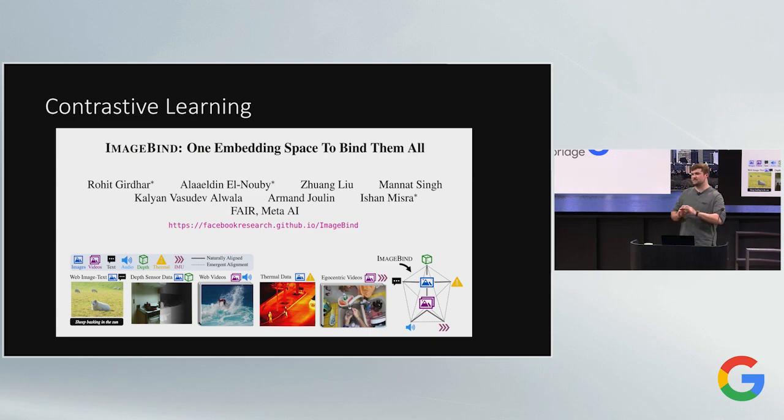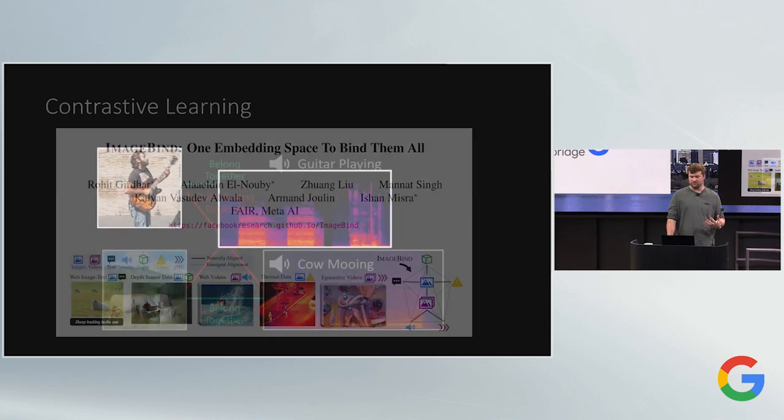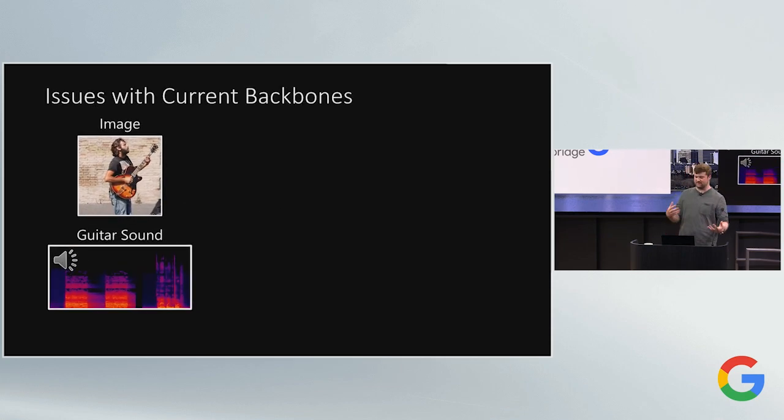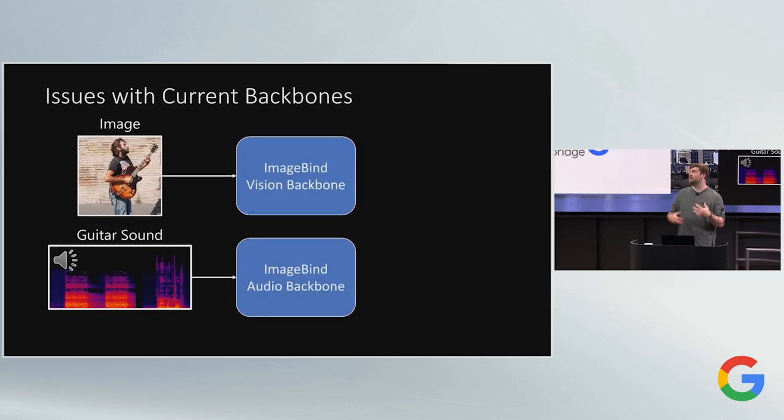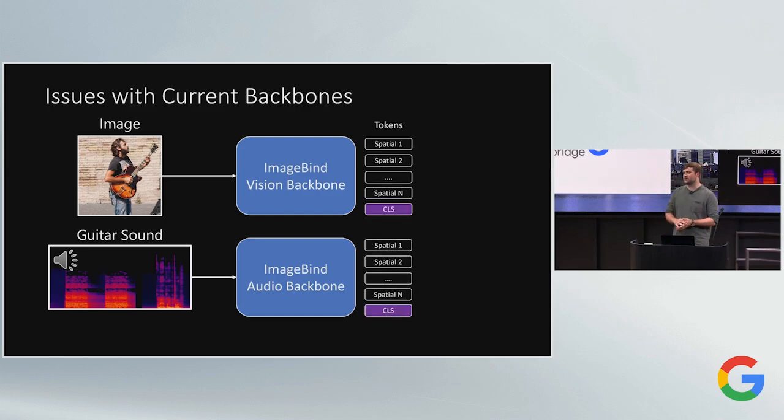But this is not perfect. It's not without its fair share of issues. So if we take a look at what ImageBind is actually doing, we'll see that it takes an image and a piece of audio. It featurizes them with a vision and audio big transformer backbone, and it spits out these tokens. There's spatial tokens that kind of correspond to different regions in the image, and there's also a special class token here in purple that kind of captures the global semantics of this particular piece of data.